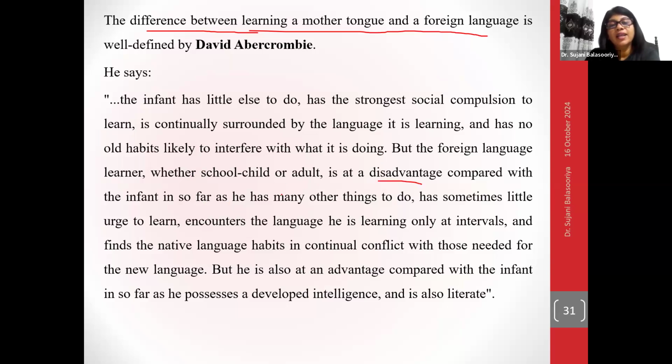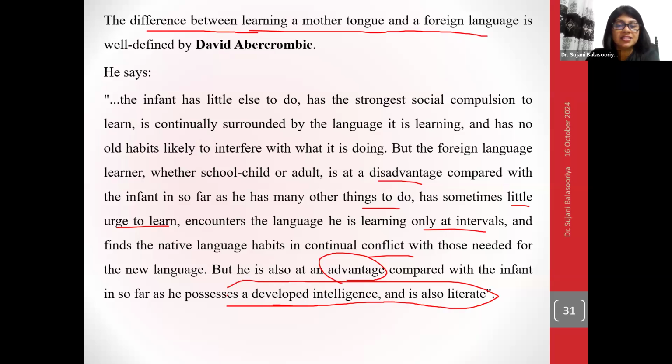But the foreign language learner, whether school child or adult, is at a disadvantage compared with the infant insofar as he has many other things to do, has sometimes little urge to learn, encounters the language he is learning only at intervals, and finds the native language habits in continual conflict with those needed for the new language. But he is also at an advantage compared with the infant insofar as he possesses a developed intelligence and is also literate. Okay, other than this advantage, all the other points are at the disadvantage of the learner.